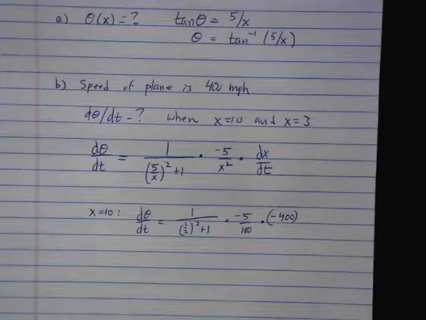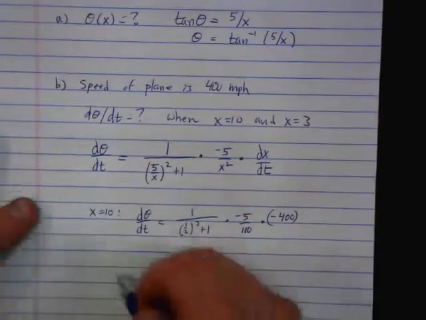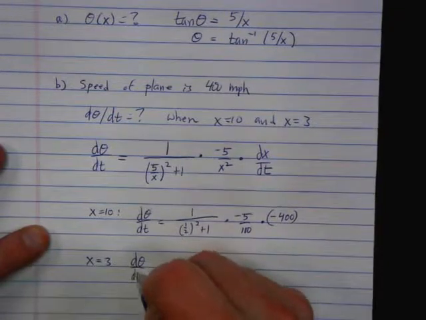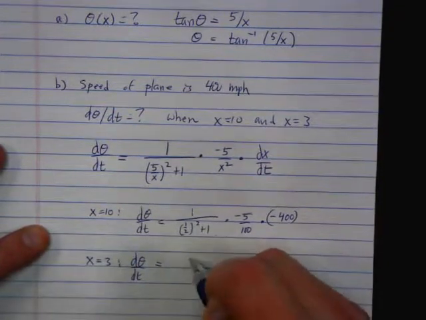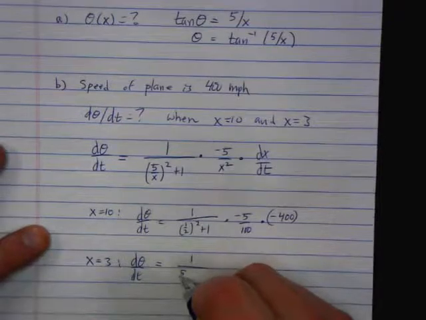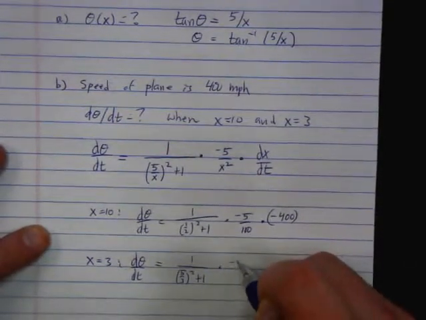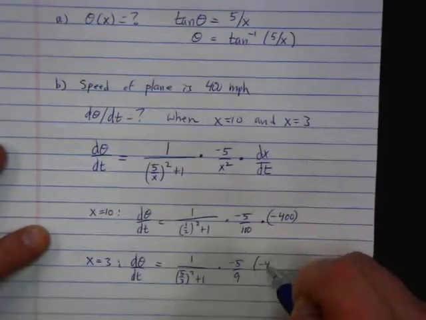You grab your calculator, you type that up, that gives you the answer, and then you repeat when x is 3. When x is 3, you're going to have d theta dt equals 1 over (5/3) squared plus 1 times negative 5 over 9 times negative 400.